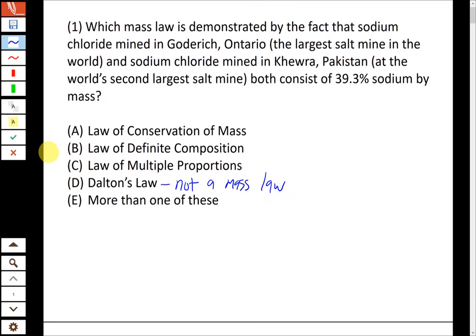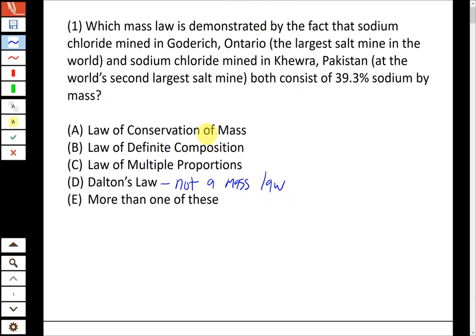So then the next three answer choices that we have to consider are the three mass laws that we have. Just a quick summary of those, to center your thinking: the law of conservation of mass is probably the simplest of them, which is that matter is neither created nor destroyed during a chemical reaction.